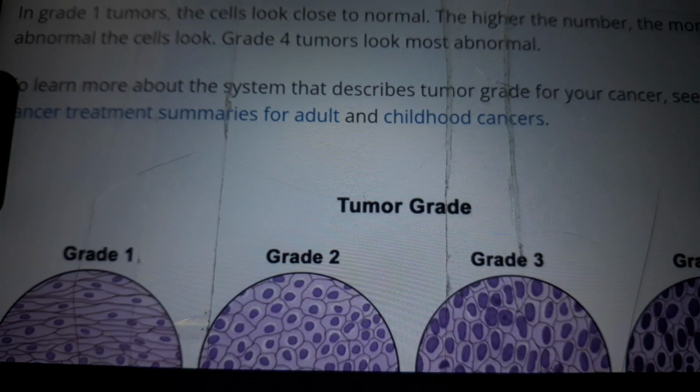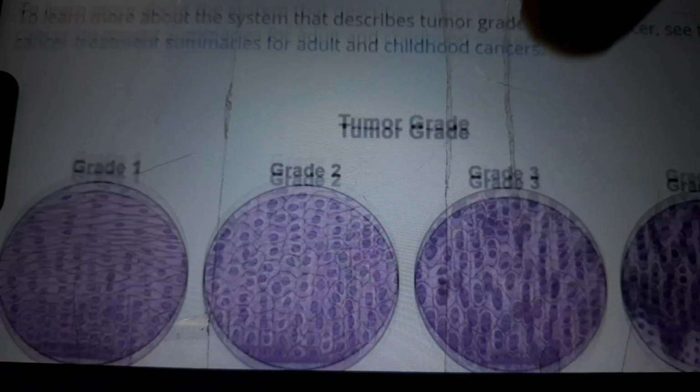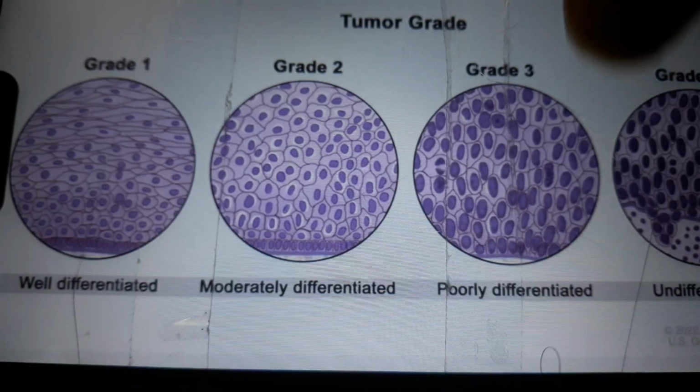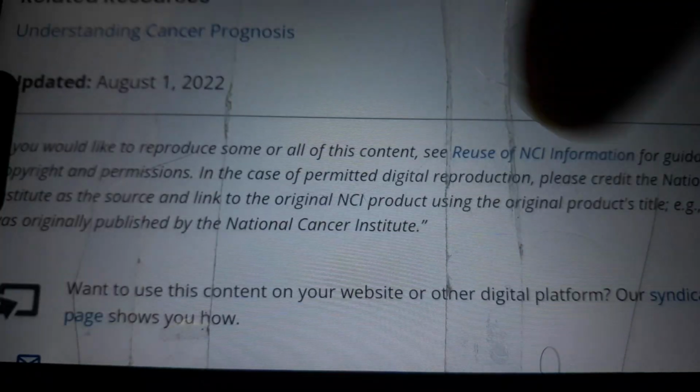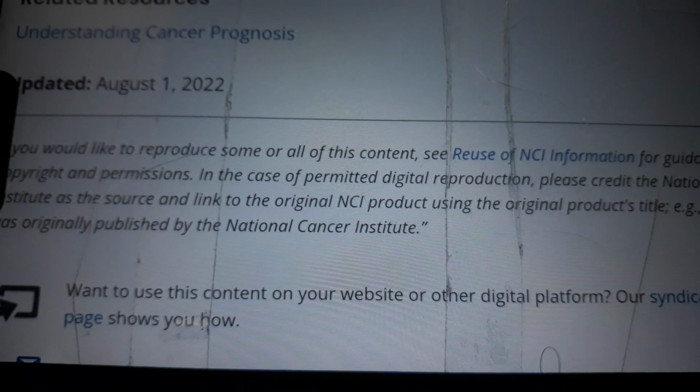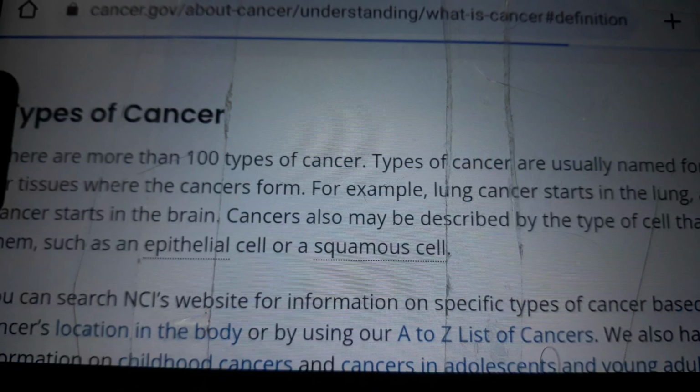In grade 1, cells look close to normal, and the more abnormal the cells look, the higher the grade. Grade 4 tumors look most abnormal. It's grade 1 to grade 4. And about prognosis, we will get back to that later.